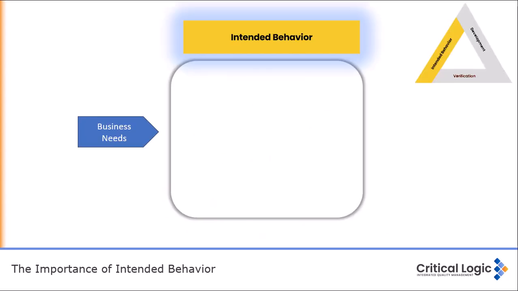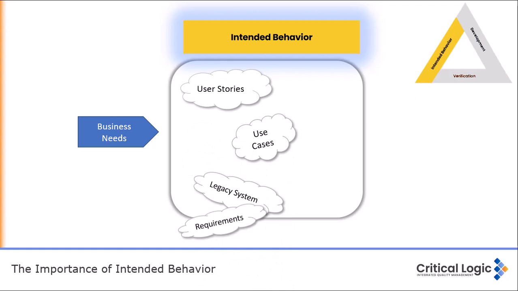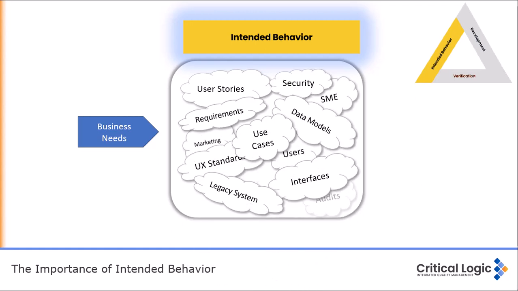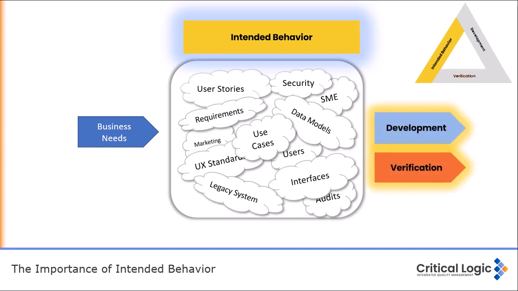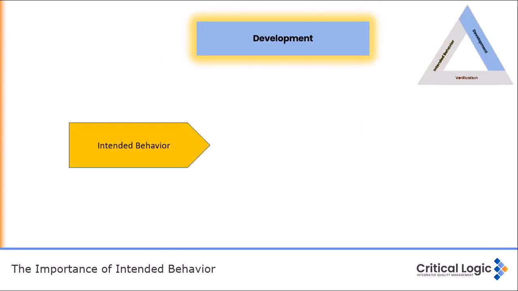Next, let's talk about intended behavior. What do we mean by intended behavior? The first leg of the triangle. We start with the business needs, as defined by a wide range of inputs from many different stakeholders and other constraints and requirements. This information has many different forms and sources, and likely not well coordinated. Taken all together, this is all the information that tells development what to build, and the SQA team what to verify.